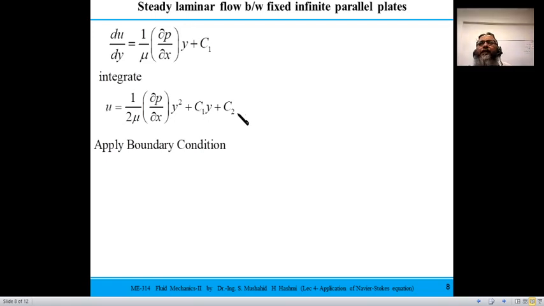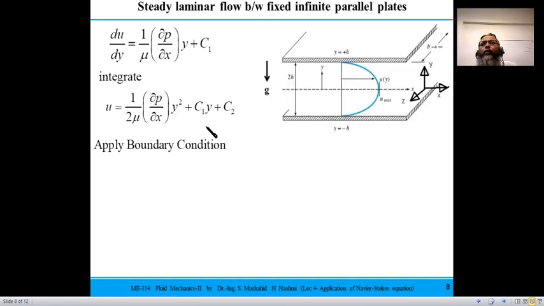c1 and c2 can be worked out because this is an ordinary differential equation that you have solved. For this particular problem, the boundary conditions are that when y is plus h, your velocity is 0. Similarly, your velocity is 0 when you are at minus h. This is because the two plates are fixed, they are not moving. The layer of fluid sticking to both plates remains stationary, and we call such a boundary condition the no slip boundary condition.